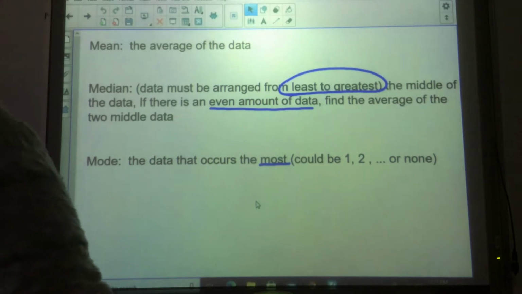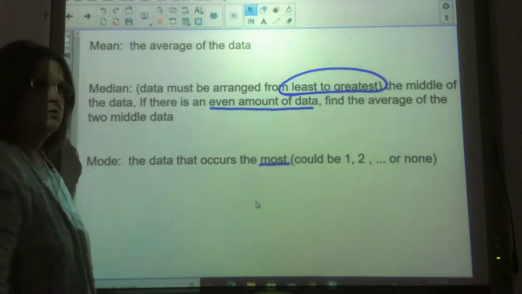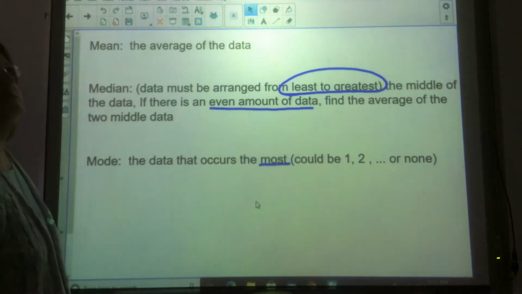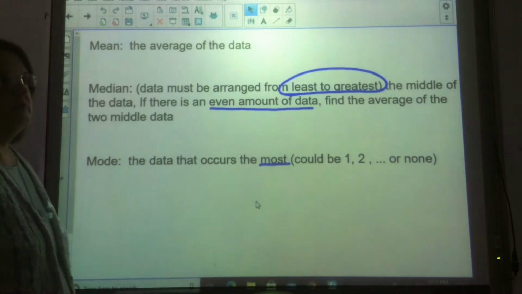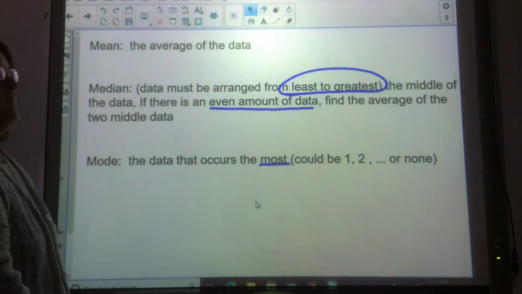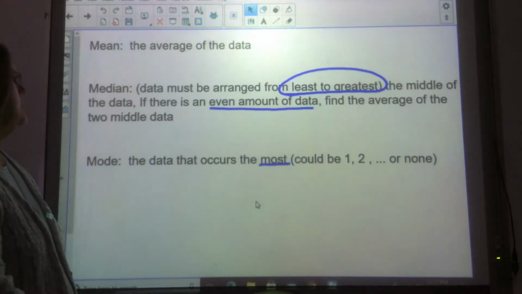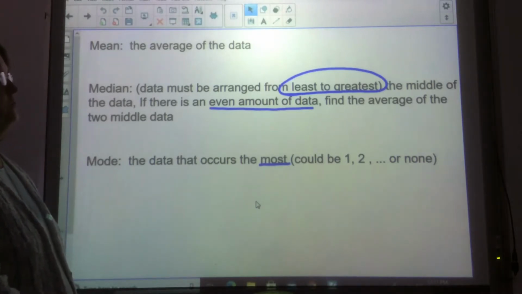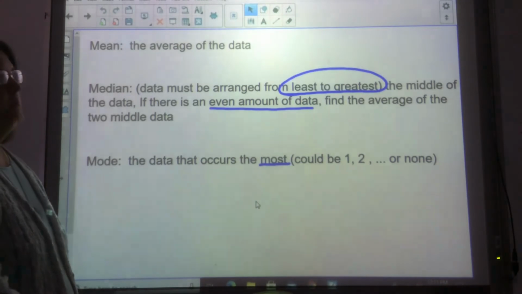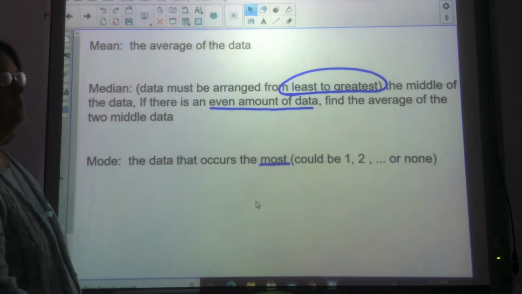Okay, we're going to be doing mean, median, mode, and box and whisker plots today. I know you've heard these words before. The mean is the average of whatever your data is. The median, you have to arrange your data in order from least to greatest. So smallest number to biggest number.